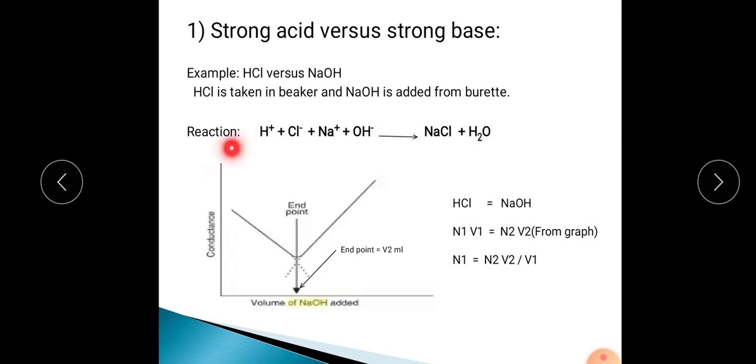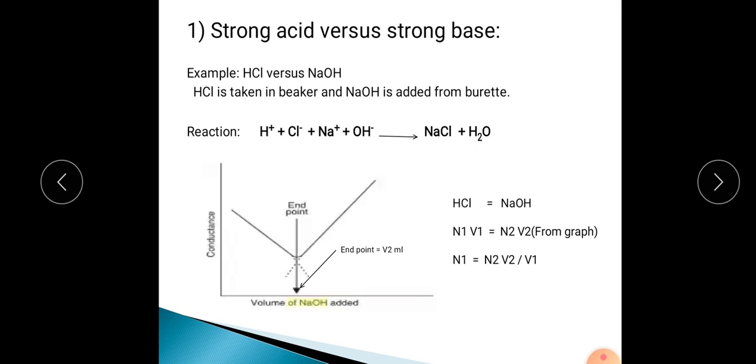H plus ions were smaller in size. These are replaced now by Na plus ions, which are comparatively larger in size. H plus ions being smaller in size were greater mobile, greater conducting. Na plus ions are larger in size, lesser mobile, lesser conducting. So what will it result in for conductance? It will result in a decrease in conductance, because faster, greater mobile H plus ions are replaced by lesser mobile Na plus ions. The conductance will decrease.